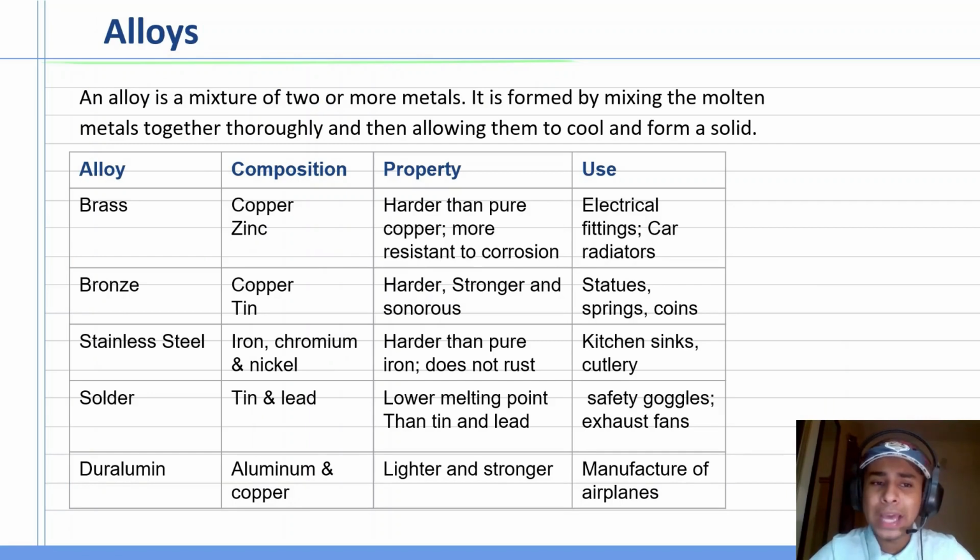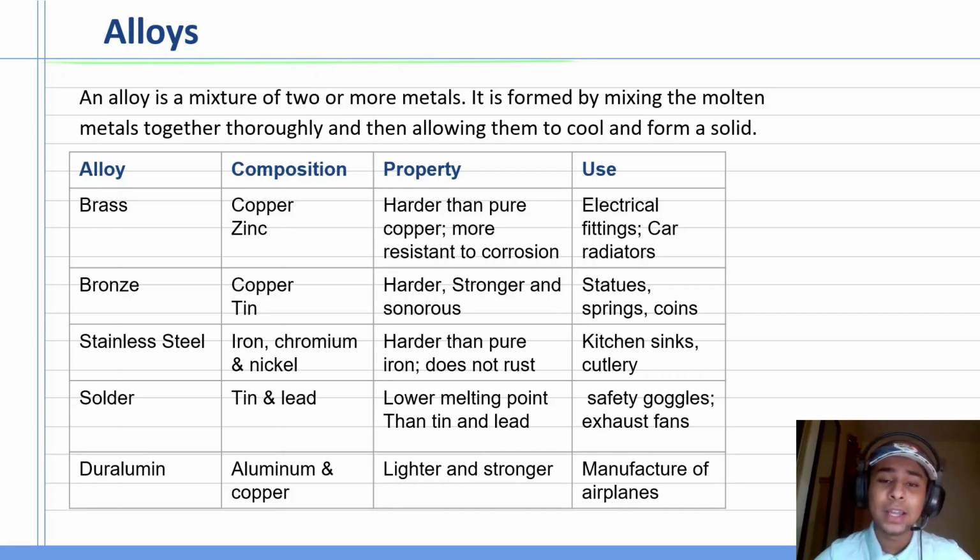We all just finished learning about metals. Now let us move on to alloys. Now, do you know that metals are used to make alloys? Now, what is an alloy? An alloy is a mixture of two or more metals and is formed by mixing the molten metals together and then allowing them to cool and form a solid. Now, as I move on to the examples, the idea of alloys will become more clear.